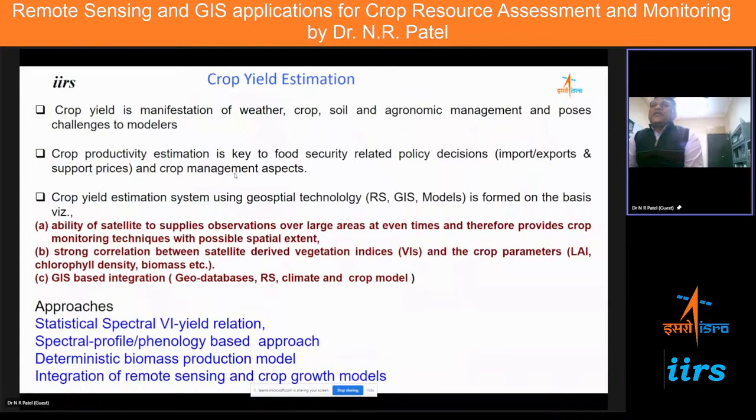releases this minimum support price every year based on the situation of the crop production of a particular crop. So if we have an advanced forecast, then it helps the policymaker to make decisions related to import, export, crop planning, crop management aspects, and minimum support price. There are different kinds of approach: statistical, spectral VI based approach, spectral profile phenology based approach, deterministic biomass production based approach, and integration of crop model.